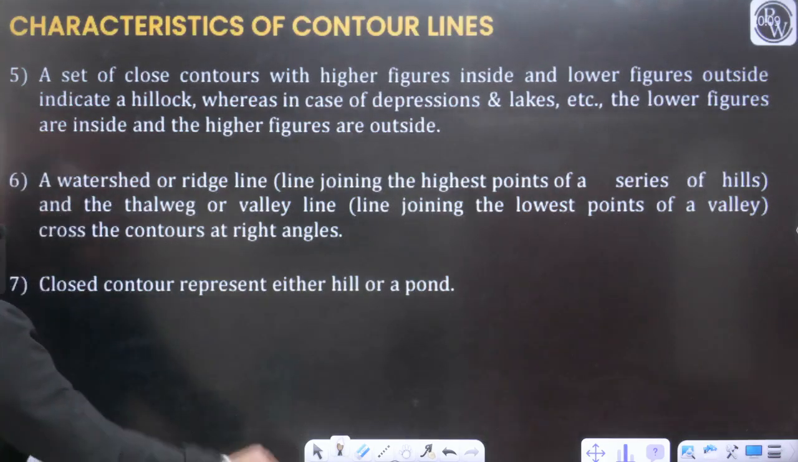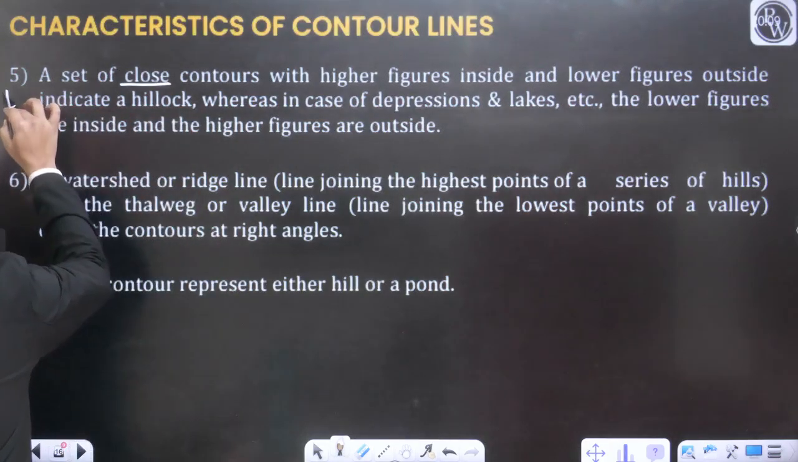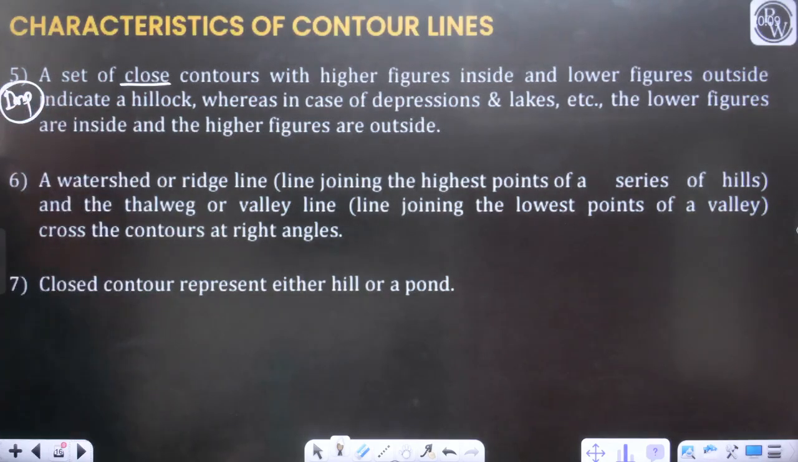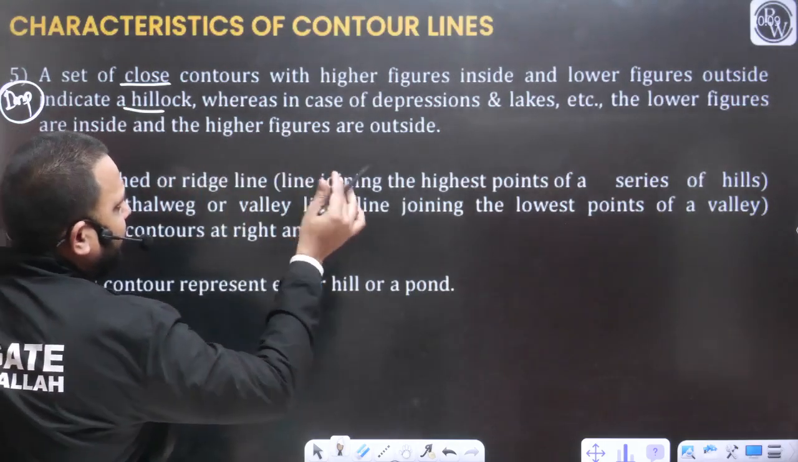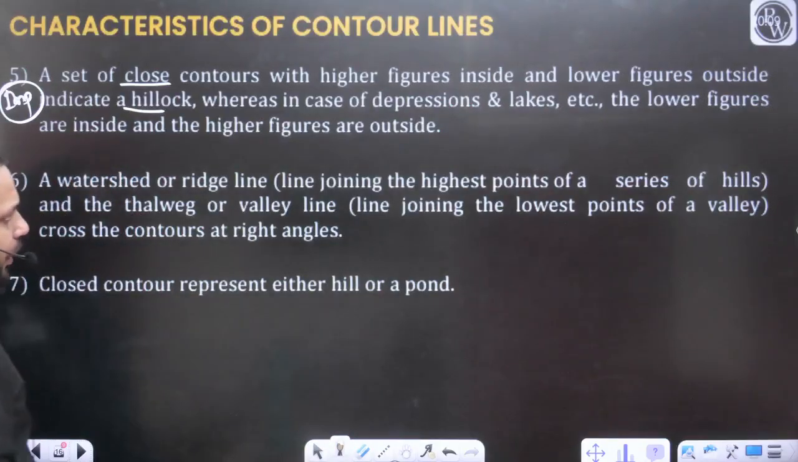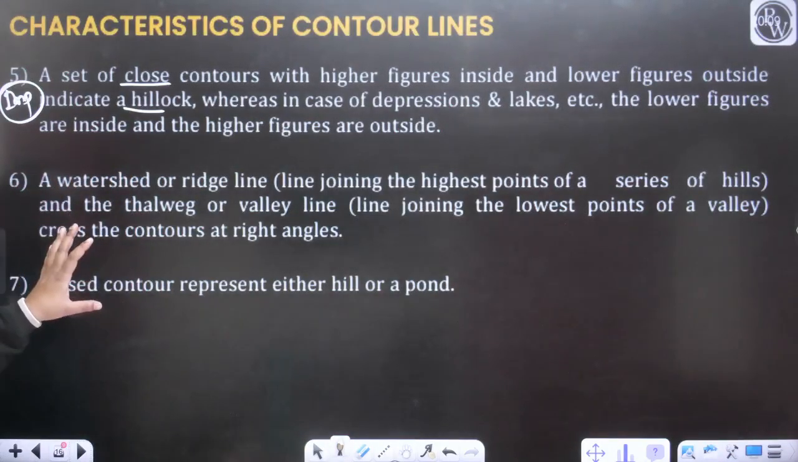A set of closed contours. Listen, this is very important. A set of closed contours with higher figures inside and lower figures outside indicates a hill, whereas in the case of a depression like a lake or pond, the lower figures are inside and the higher figures are outside.